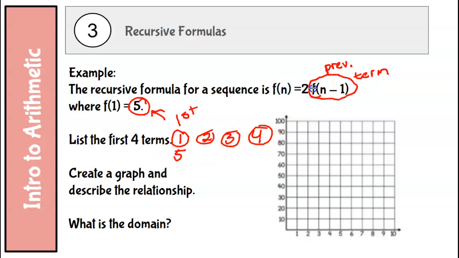The second term, multiply it times 2, would be 10. Times 2 would be 20. Times 2 would be 40. Let's go ahead and do 5. So times 2 would be 80. It doesn't ask for that, but when we do the graph here, so 1, 5, 2, 10, 3, 20, it looks kind of linear, but then 4, 40, 5, 80, you can see it's not linear at all. It's non-linear.